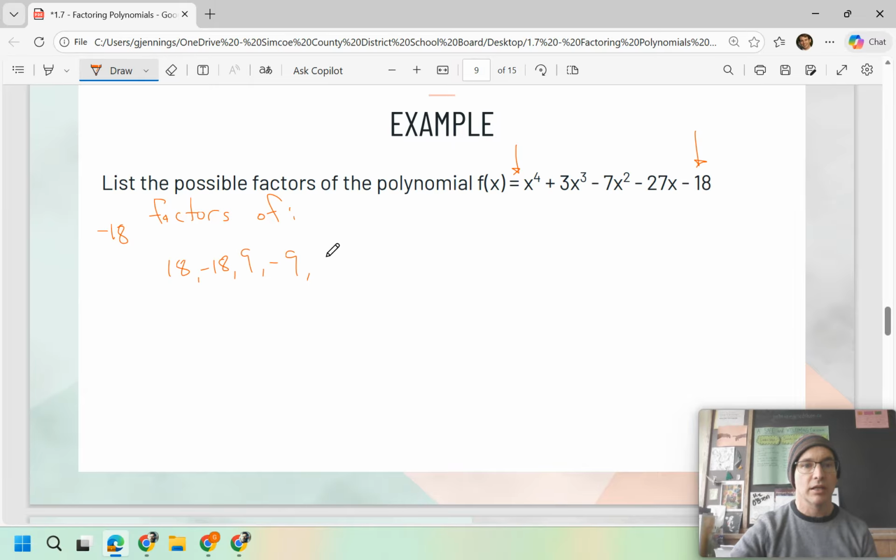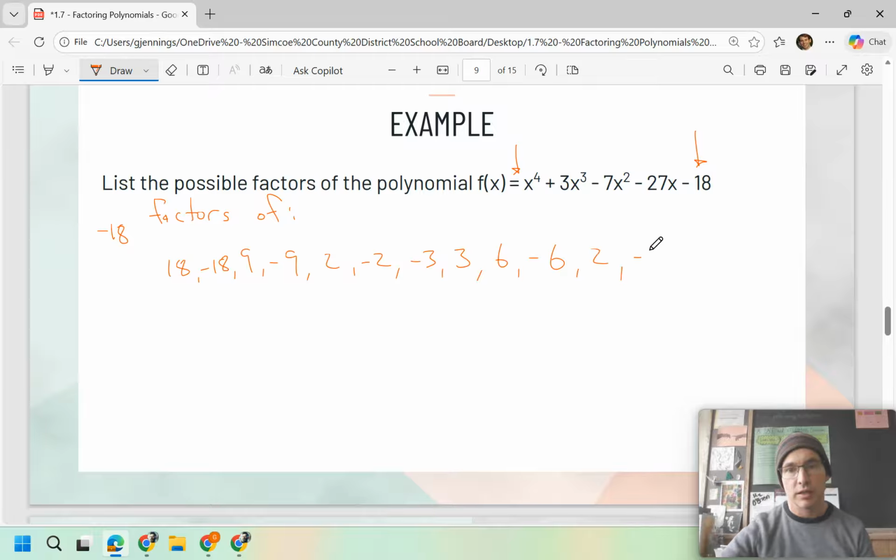Then 2 goes along with 9. 2, -2. -3, +3, 6, -6. Oh, we already got our cubes. Oh yeah, I already did 2s, yeah, right. 6. Are we missing any? 1. 1 and -1. Okay, so which one do you want to test first and see if it works?